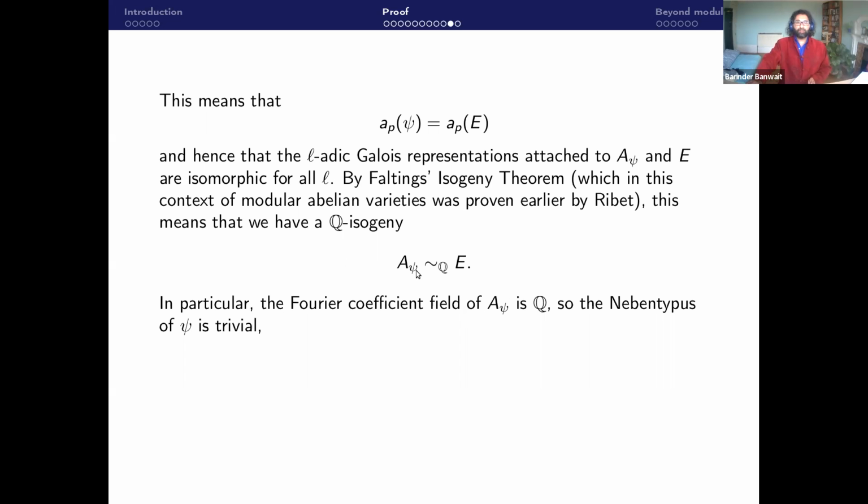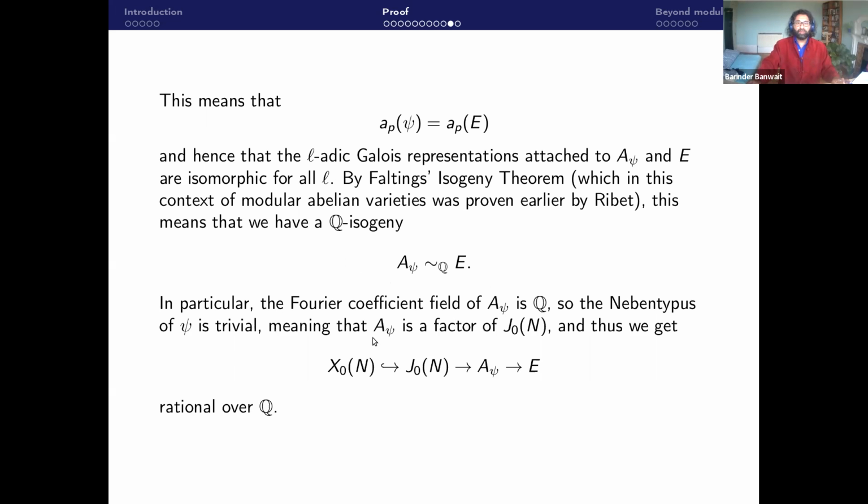And since the Fourier coefficient field of A_psi is Q, that means the Nebentypus of psi is trivial, because the Fourier coefficient field has to contain the values of the Nebentype. We get that A_psi is actually a factor of not just J_1(n) but of J_0(n), and then we can embed X_0(n) into J_0(n) via the Abel-Jacobi map, and we get this map that is rational over Q, and that's what we wanted.